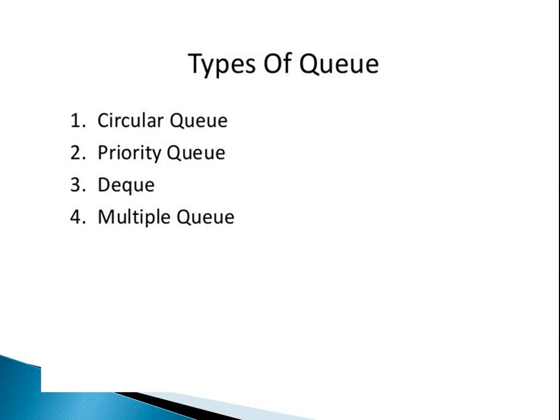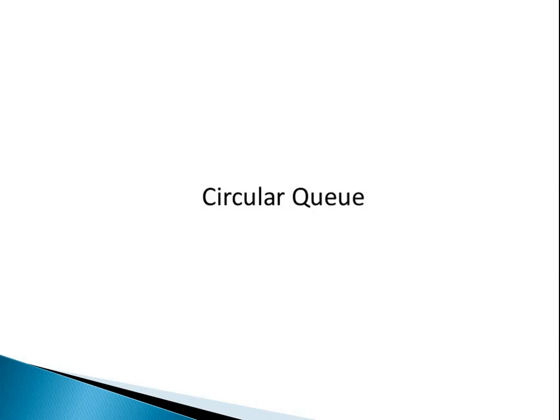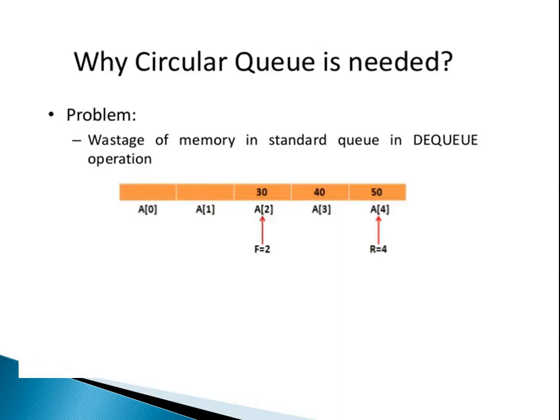Now you can see how many different types of queue there are. The first is circular queue, then priority queue, D queue and multiple queue. Now first we will see what is a circular queue. Why is it required? Because of the wastage of memory in the standard queue in the deletion operation, right? For example, if you want to delete this element, again you have to go to the next step. This is the problem with the queue. So what we'll do, we'll make it a circular queue, and then we can delete the elements easily.